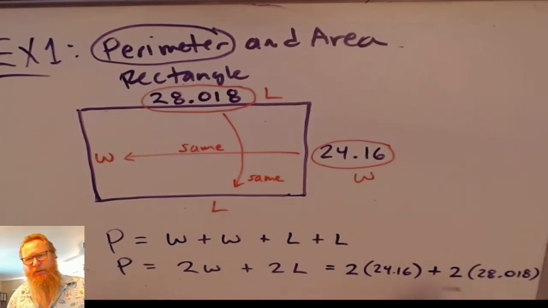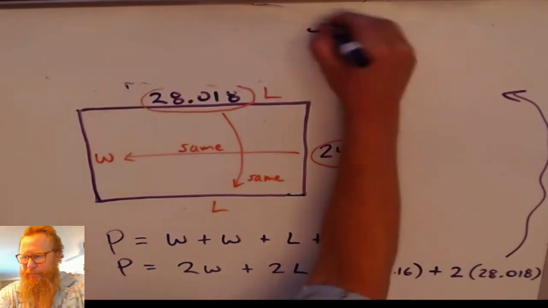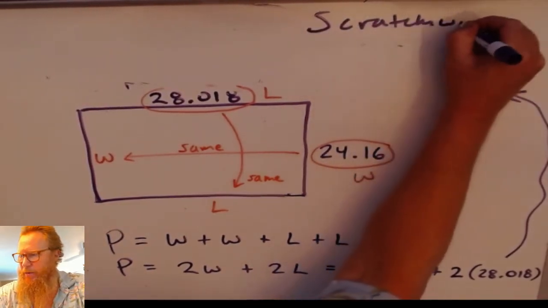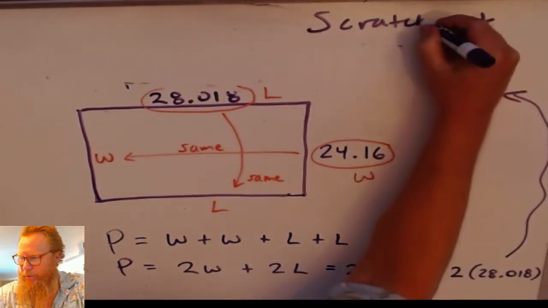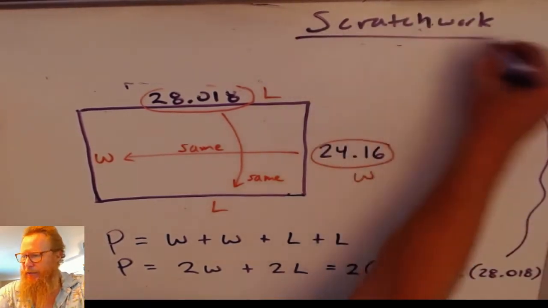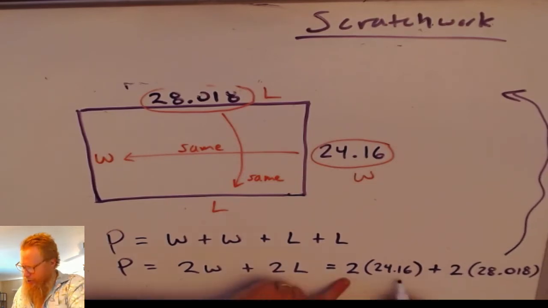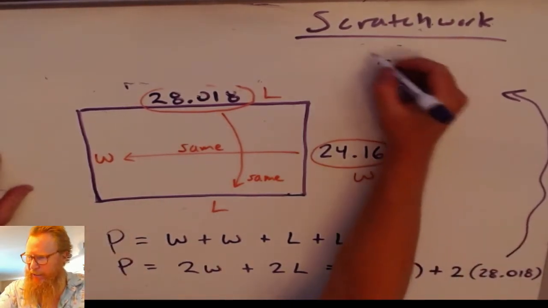Why don't I just go ahead and do this on Scratch or up here. Scratch work. Scratch. It's an H, right? Scratch. There we go. So here's my scratch work for this, and then I can just put the result down here. So we got 2 times 24.16.